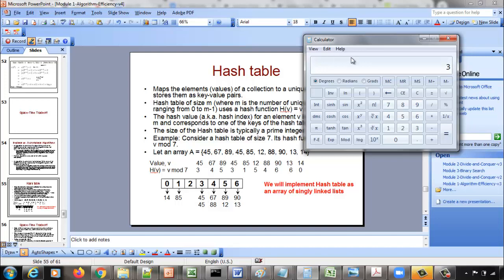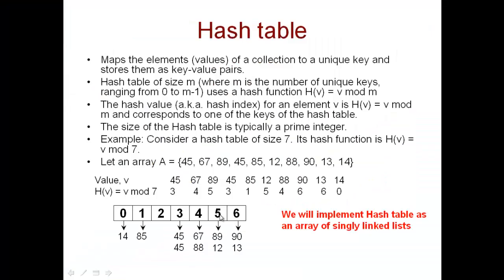Now what about 67? 67 divided by 7 is this value. We want just the fraction, the remainder, so minus the quotient 9, this is a fraction. So multiply this by 7, it is 4. So 9 times 7 is 63 and the remainder is 4. So that's what we got. That means 67 should be at index 4 in that linked list there.